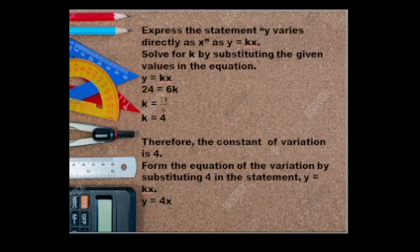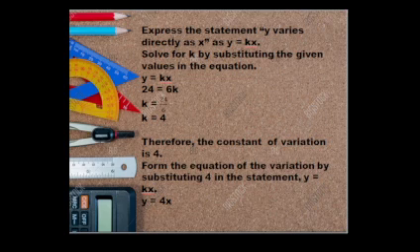Express the statement y varies directly as x as y is equal to k times x. Then solve for k by substituting the given values in the equation. Remember, the formula for the direct variation is y is equal to kx, or y is equal to k times x. So substitute the place of y with 24, and then substitute the place of x with 6.